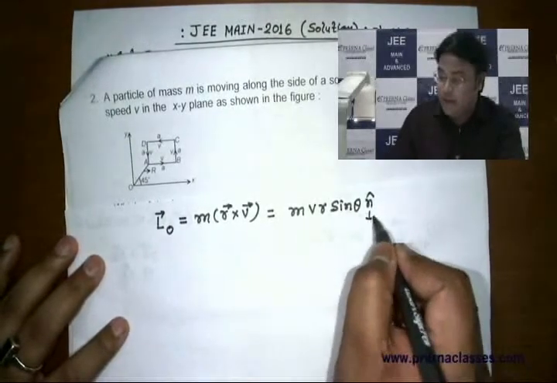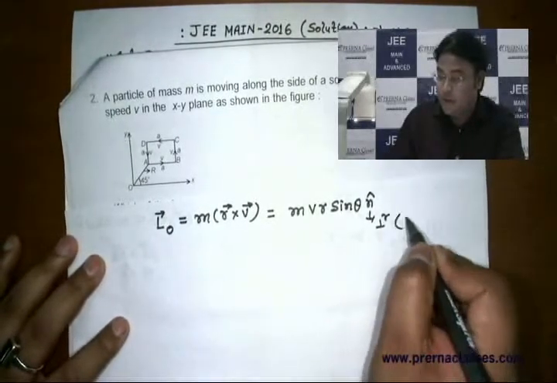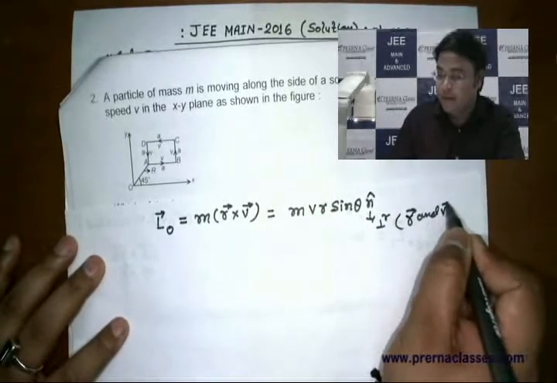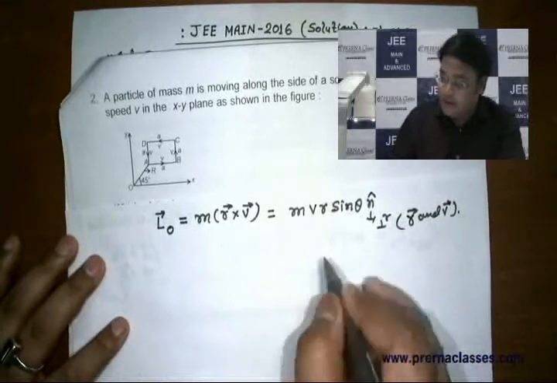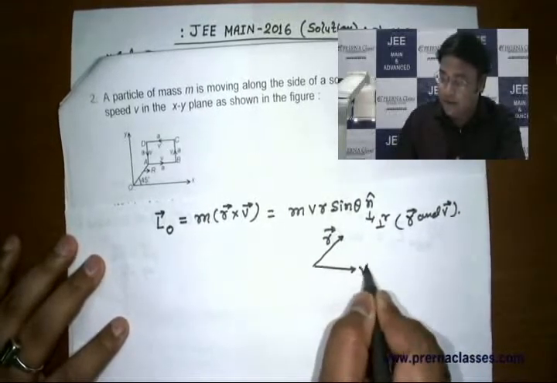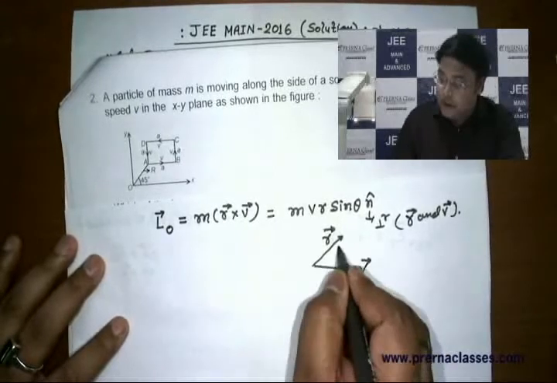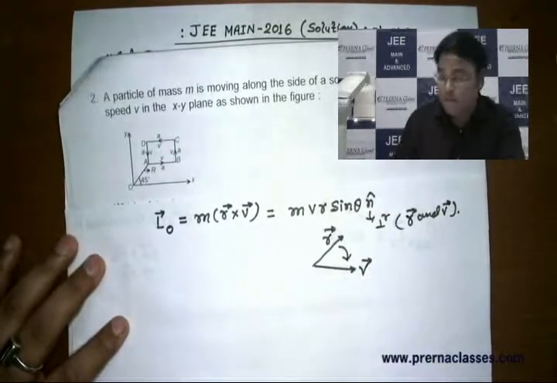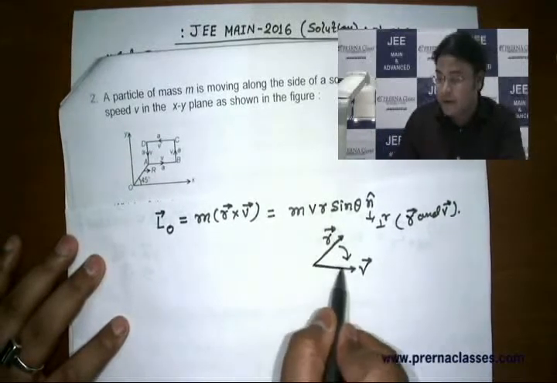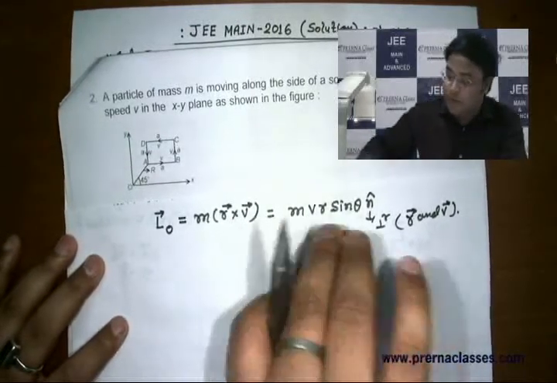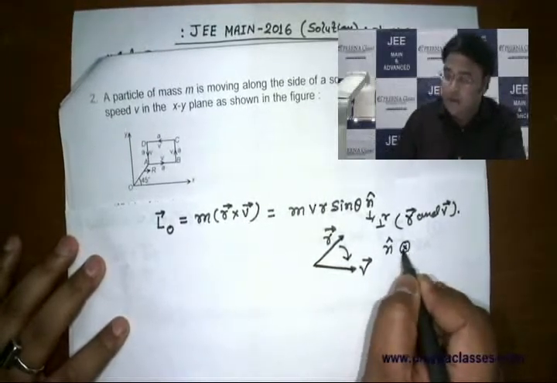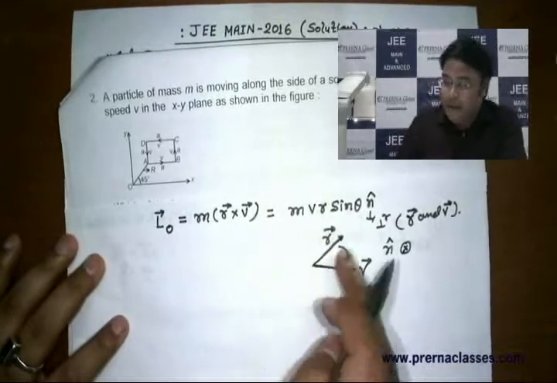N cap is perpendicular to the r vector and v vector. Clear? Let us say the r vector is in this direction and the v vector is directed like that. So what is the direction of the n vector here? You have to take the first vector as the r vector and the second vector as the v vector. So if you apply the cross product, the n vector here is into the plane. Clear? For the given example.